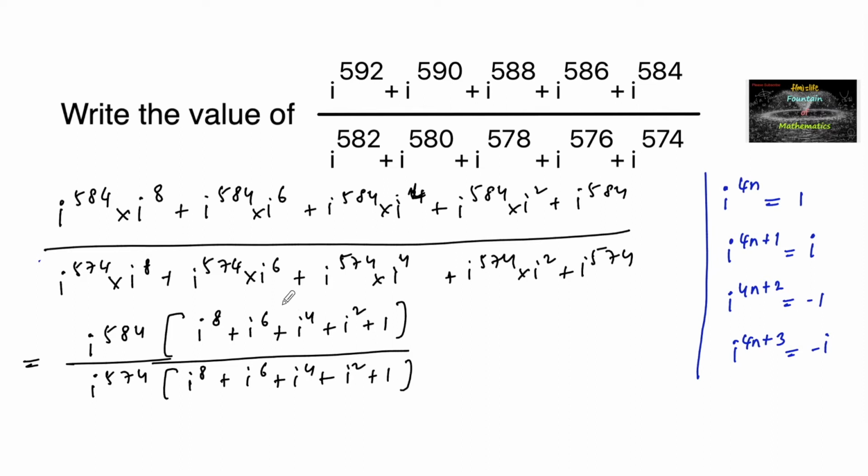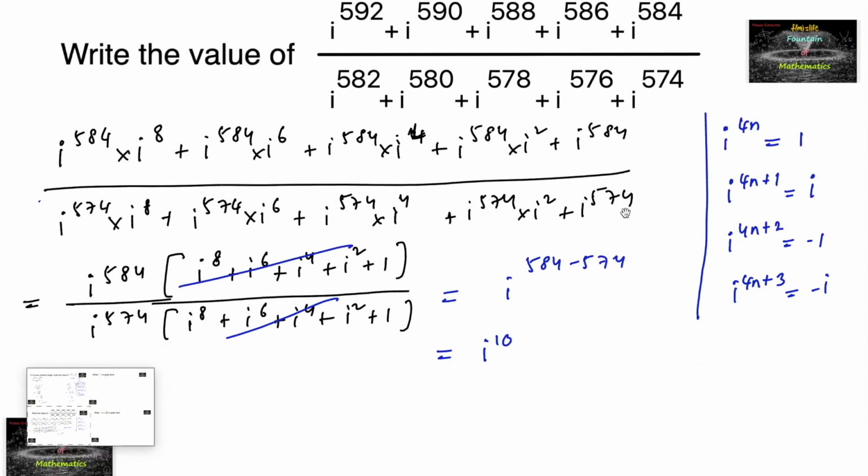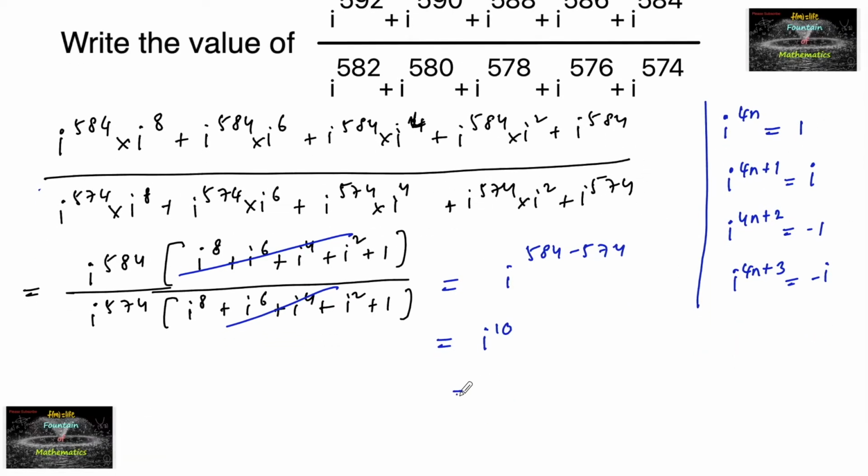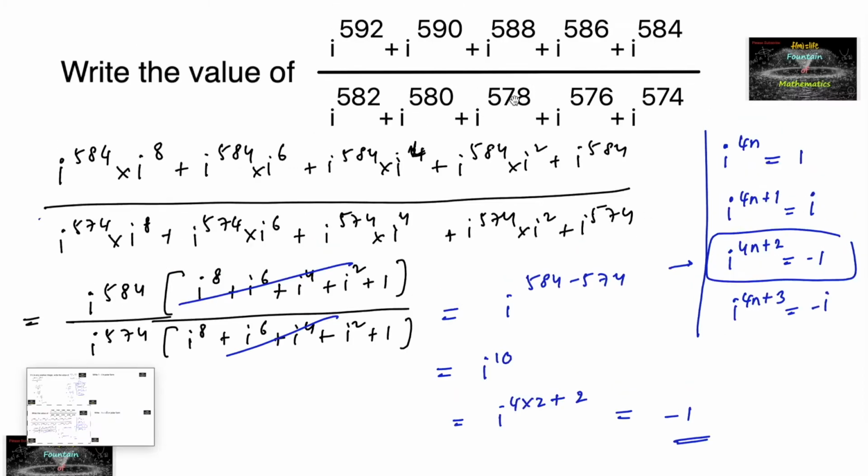So we can cancel the numerator and denominator, both are the same. So i to the power of 584 upon 574 is nothing but i to the power of 584 minus 574, which is i to the power of 10. So what is i to the power of 10? When you divide by 4, you can say here 4 into 2 plus 2, that is the 4n plus 2 form. In this form, the answer is minus 1. So the value of this problem is minus 1. Okay, right. Thank you.